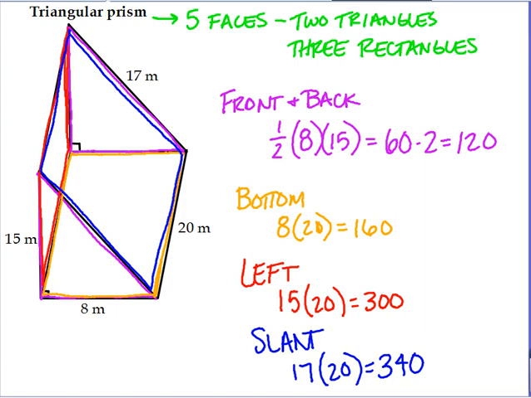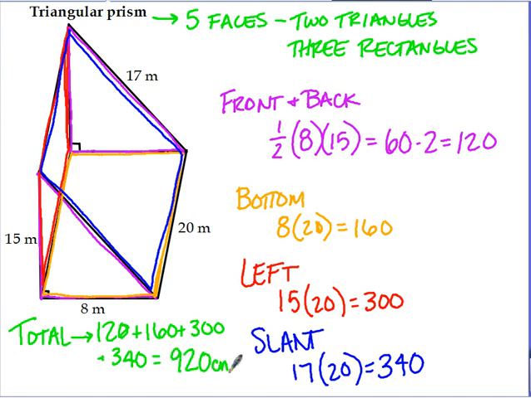So my total area is going to be all 5 of those added up. So 120, which takes care of both of my triangles, plus 160, plus 300, plus 340, gives me my total, which is 920 square centimeters. And again, our units are squared because it's area. We're finding all areas.